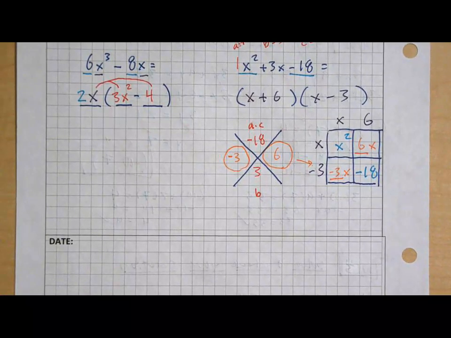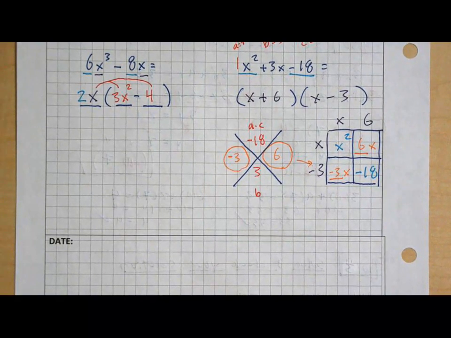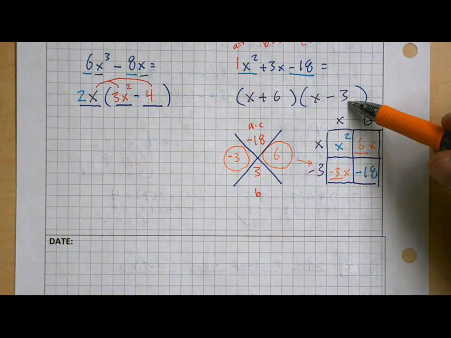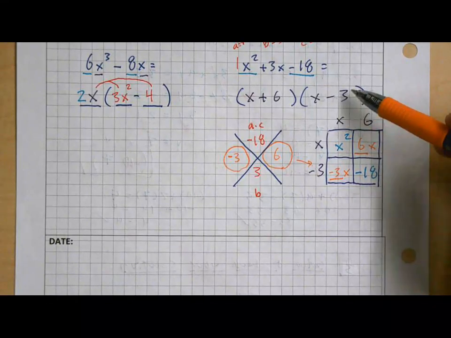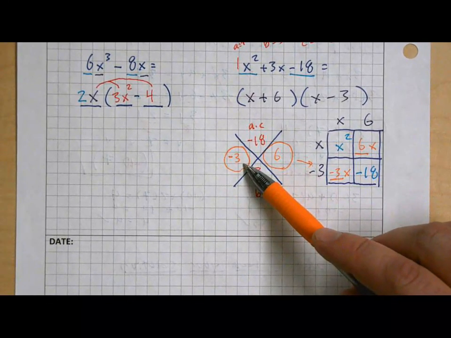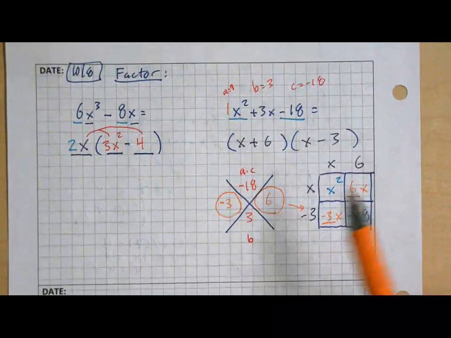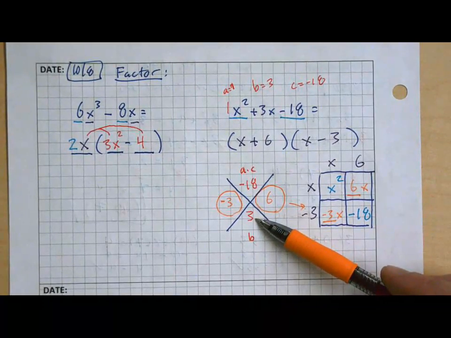Yes? Why is it just the 3 by itself when it's plus 3x? Are you talking about this 3 here? The one down here? Oh, okay, great question. The question is, why is this a 3 and why is it not a 3x?